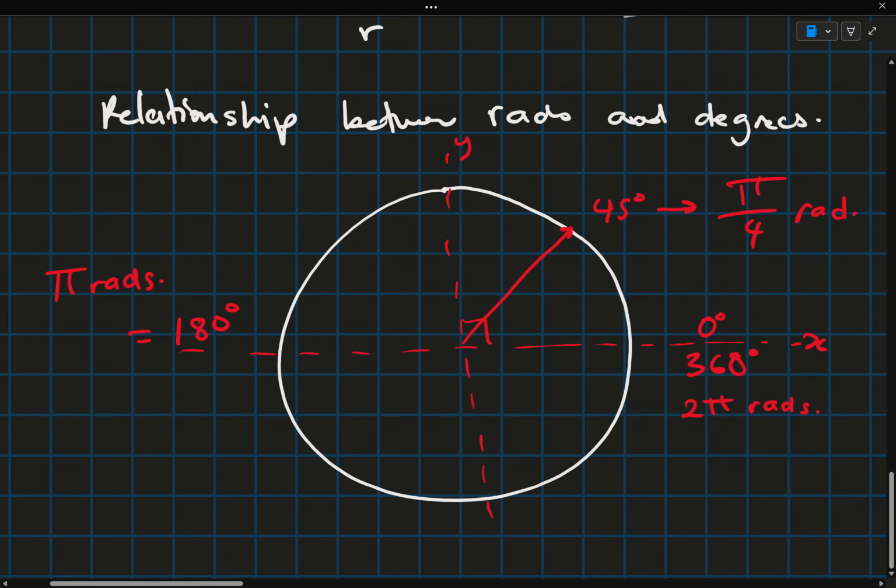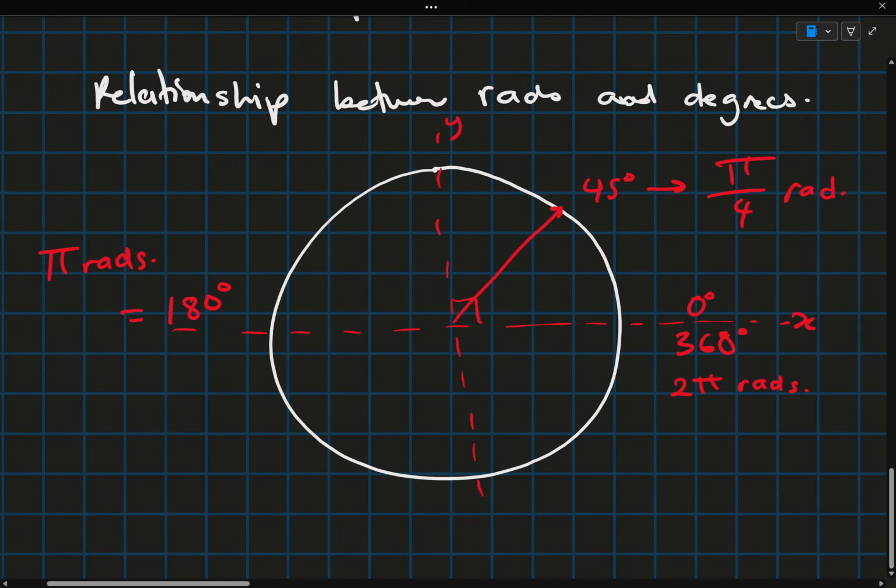So it's just looking at the relationship between radians and degrees. 180 degrees is pi radians. 360 degrees is what we call a full revolution of the circle. That would be 2 pi radians. So how do we convert degrees to radians?